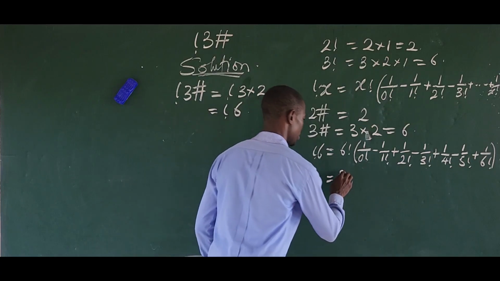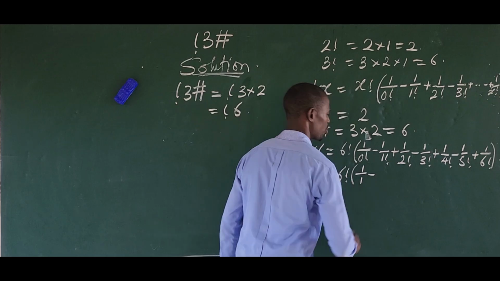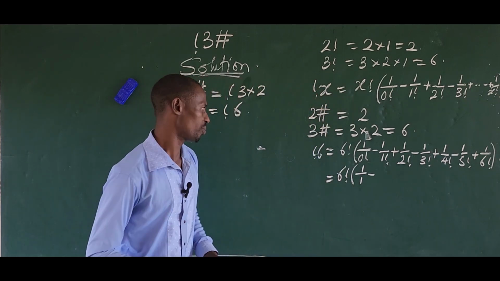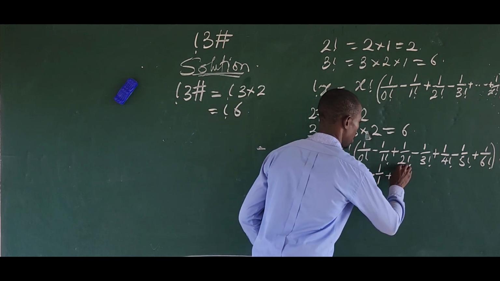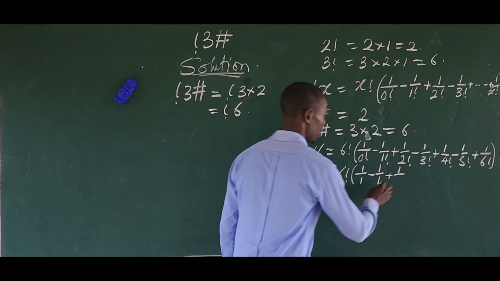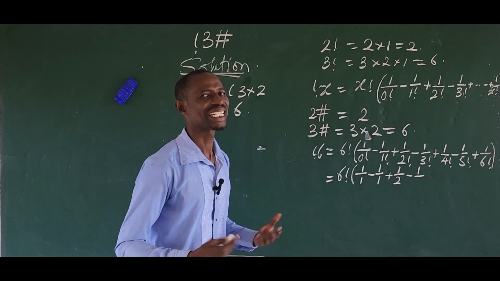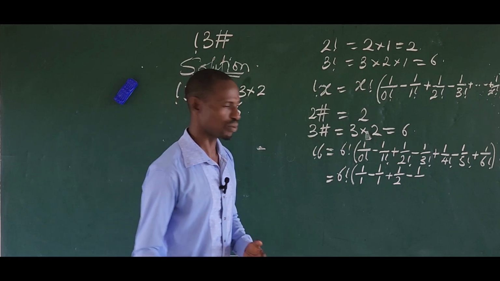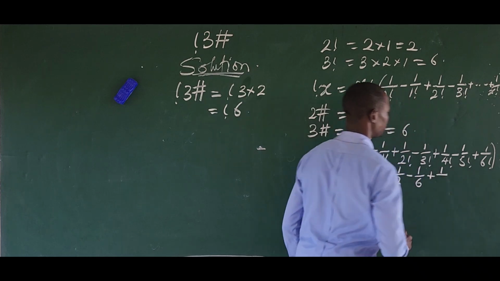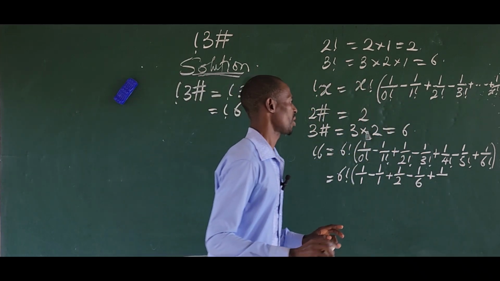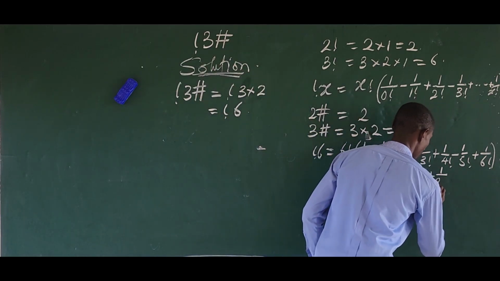So this is going to give us 6 factorial, bracket, 1 over 1, then minus 1 over 1 factorial, which is equal to 1 also. So we have 1 over 1, then plus 1 over 2 factorial, which gives us 2 times 1, which is equal to 2, then minus 1 over 3 factorial, which is 6, because 3 times 2 times 1 is 6, then plus 1 over the 4 factorial, which gives us 4 times 3. 4 times 3 gives us 12. 12 times 2 gives us 24. Times 1 still gives us 24.